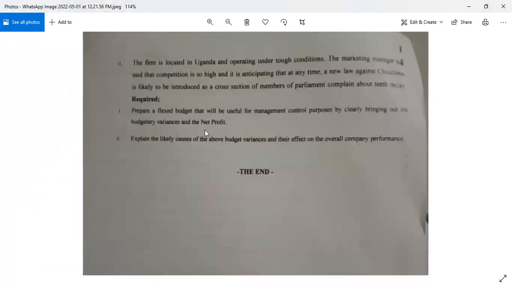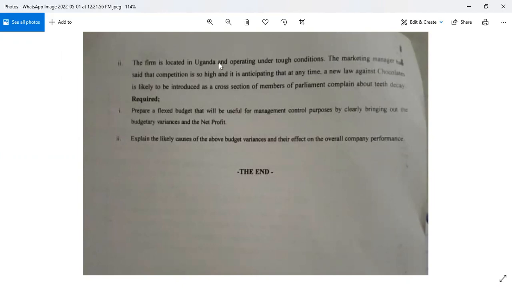So they're saying the requirement is to prepare a flexed budget that will be helpful for management control purposes by clearly bringing out the budgetary variances and the net profit. Okay, so they were specific. They're telling you to flex. Another day, they will not tell you to flex. They will just tell you to determine, using management knowledge, the variances and comment accordingly. They won't tell you to flex.